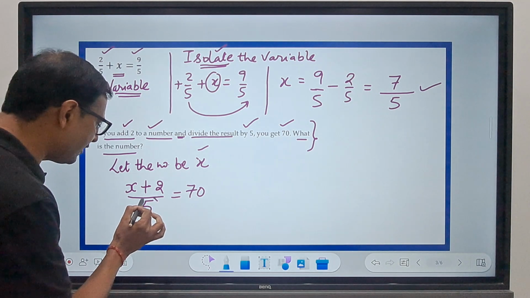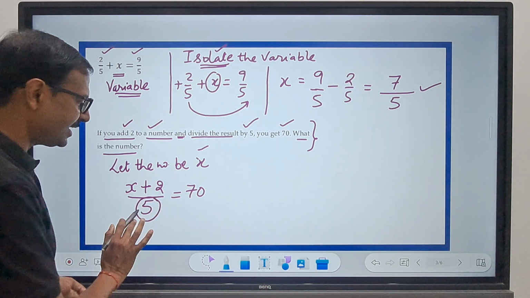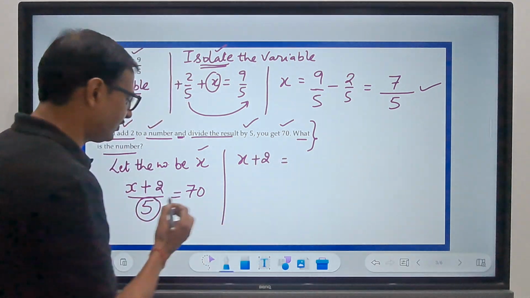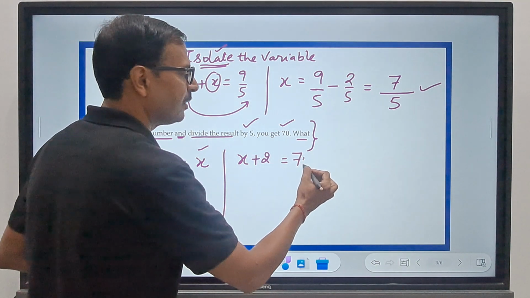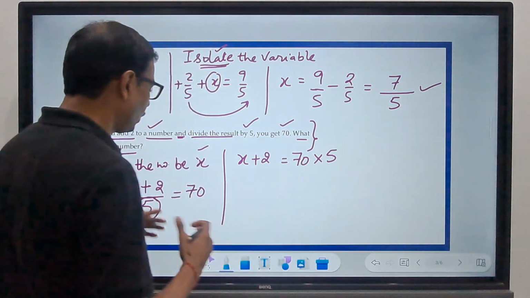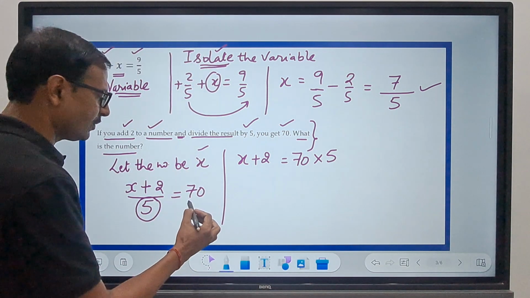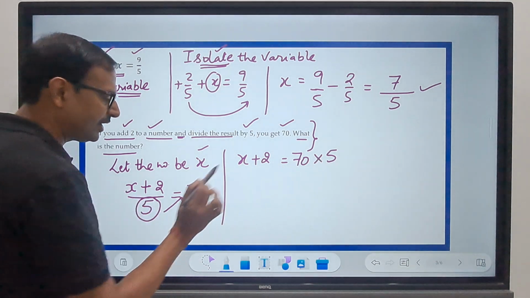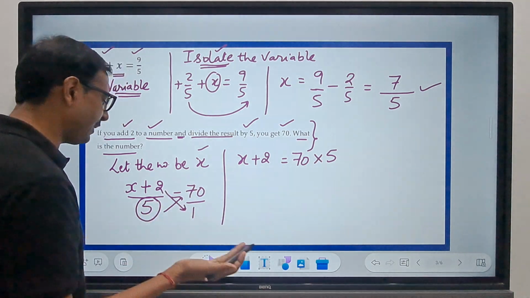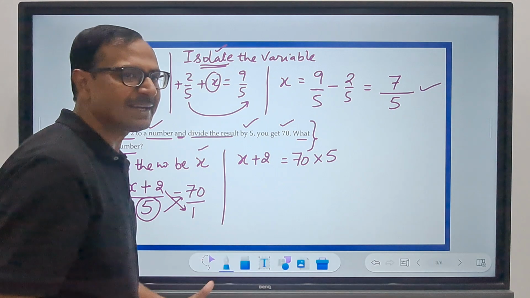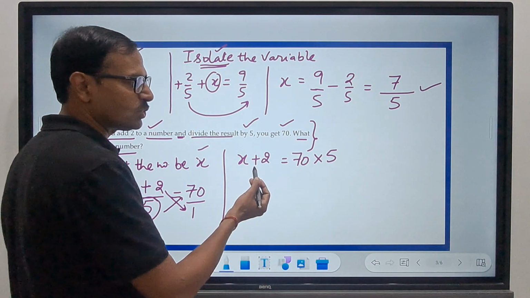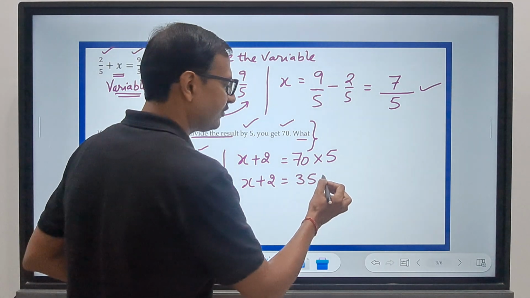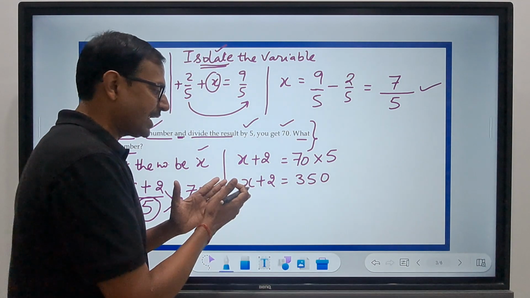Now this is divided by 5, right? On the left hand side it is divided by 5. So when I take divided by 5 to the other side, it becomes multiplied by 5. It is more like cross multiplication. So you have 1 here, you cross multiply this. So 70 times 5. Multiplying by 1 doesn't matter, right? x plus 2 times 1, anything times 1 is the same thing. So this becomes x plus 2 equals 350, and now I still have to isolate x.